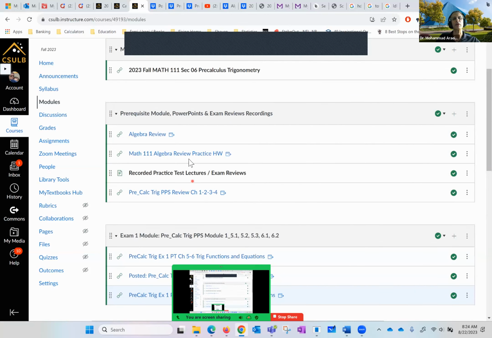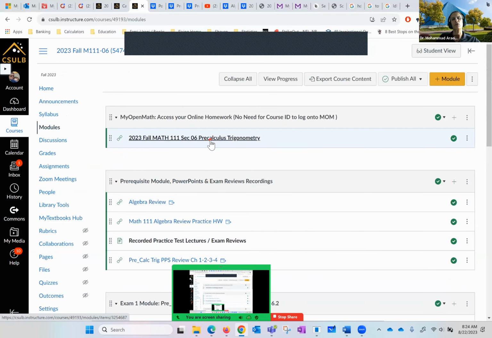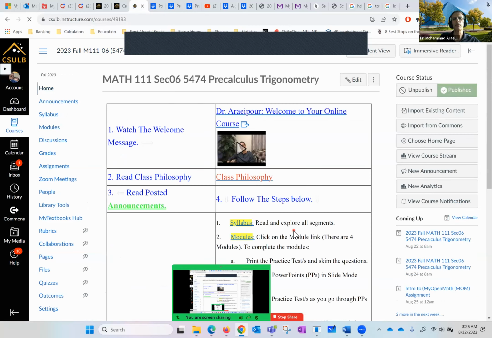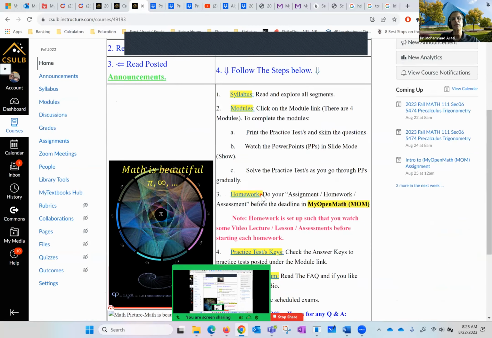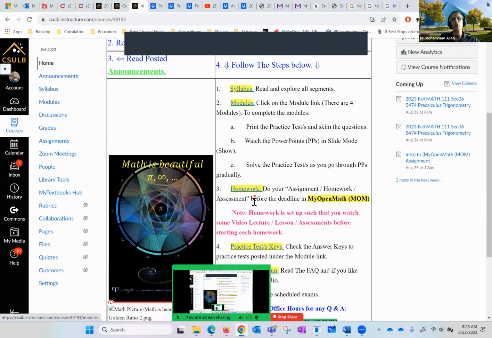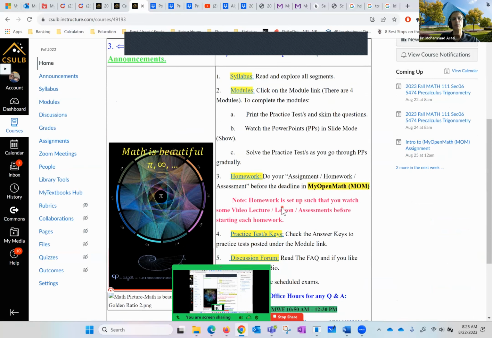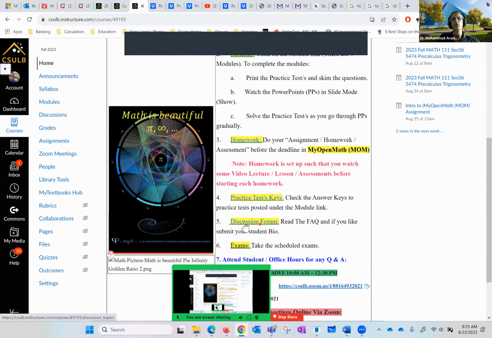And again, remember, before that, we have the prerequisites and the recorded practice test lectures. And this is the one you are going to register for today to get started with your homework. I'm going to go back to the home page. So we covered the syllabus and the modules, and I'll show you the homework again under the my open math practice test key. I want to show you the discussion forum. Again, you can click on it here or on the left navigation bar, discussion. So this time I'm going to click it here. I want to show you something.